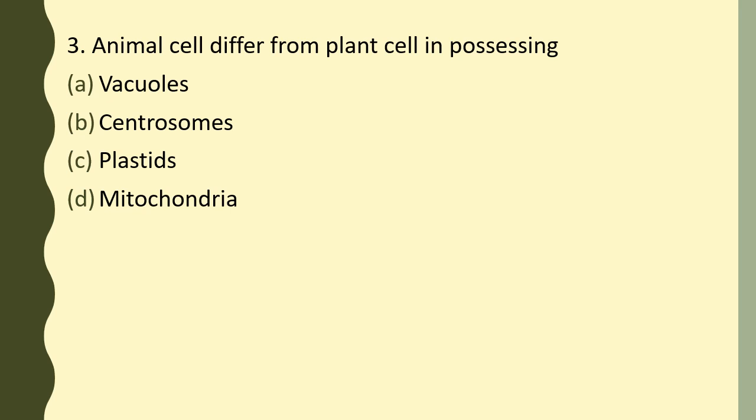Question number 3. Animal cell differs from plant cell in possessing vacuoles, centrosomes, plastids, mitochondria. Animal cell differ from plant cell in possessing. Correct answer is option B, centrosomes.